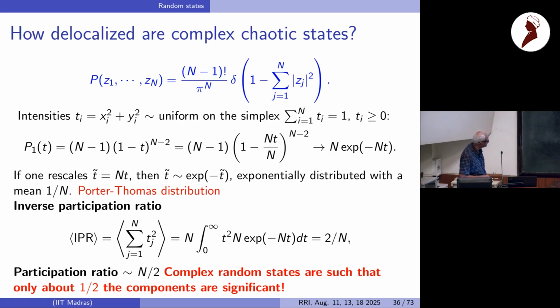And in this case, the inverse participation ratio is just the sum of t squared, because already you have taken a square for the intensity. So the sum of Ti is 1, and the sum of Ti squared is the IPR. And from this, again, for large n, you can find 2 by n. So the participation ratio, therefore, is n by 2. So complex random states are such that about 1/2 of the components are significant. In the real symmetric or time reversal case, you had 1/3. You have more delocalization happening because of the break of time reversal symmetry.